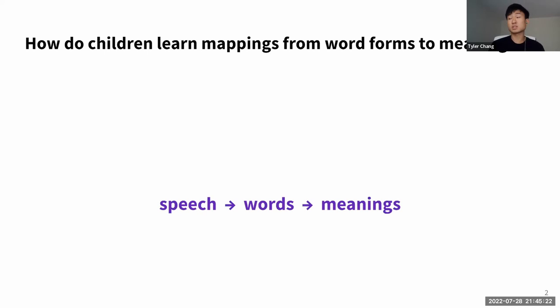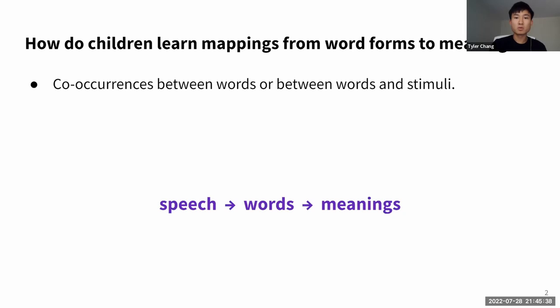Children receive a lot of raw speech as input, and they learn to map speech segments to objects in the environment and other types of concepts. If we abstract away the parsing of speech into words, then we want to consider how children are mapping these words to meanings. One way children can do this is with co-occurrences between words or between words and stimuli.